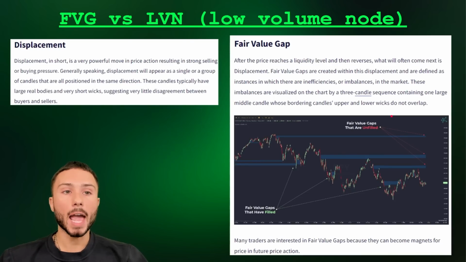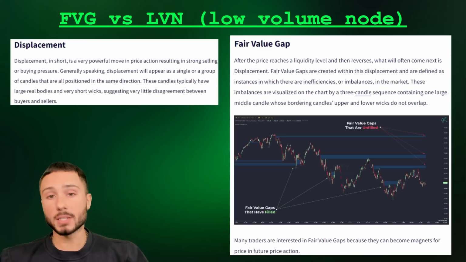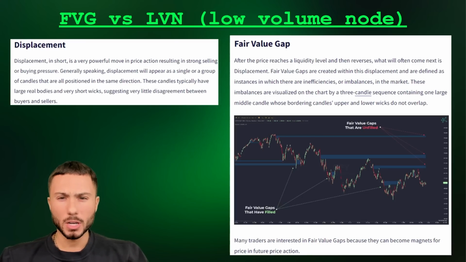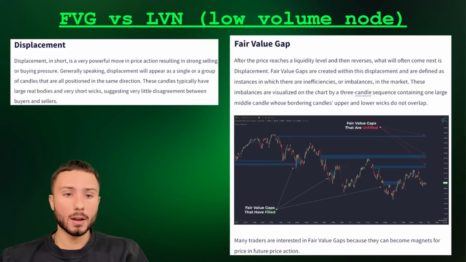Now let's talk about FVGs, fair value gaps, and low volume nodes. Now, I had zero clue what an FVG was until a few weeks ago. People would always say, hey, Carmine, you use fair value gaps, and they would send me their chart, and I would not see a gap on the chart. So they would send me like a 5-minute chart. I would see zero gaps, and I'd be like, what the heck are you talking about?